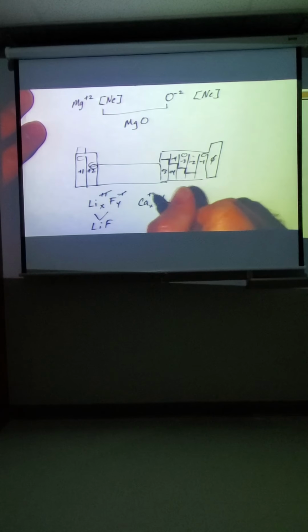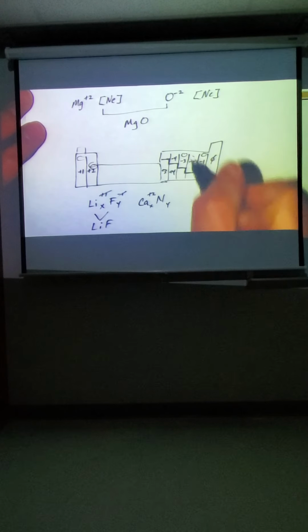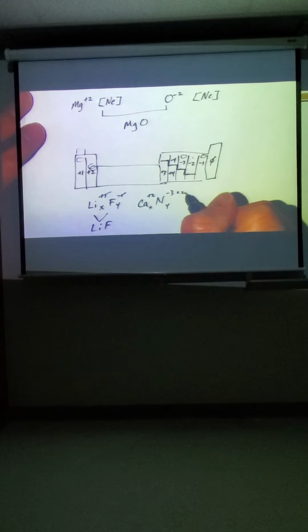Let's try a different one. If we were to take, say, calcium and nitrogen. Well, calcium's really just sitting over here, kind of right in front of where that 2 was, next to those transition metals. But then nitrogen sits over here. So if we have really just a +2 on the calcium and a -3 on the nitrogen, that charge isn't the same. But what do 2 and 3 have in common? They have 6 in common. So to get 6, we need to multiply this by 2 and multiply this by 3.